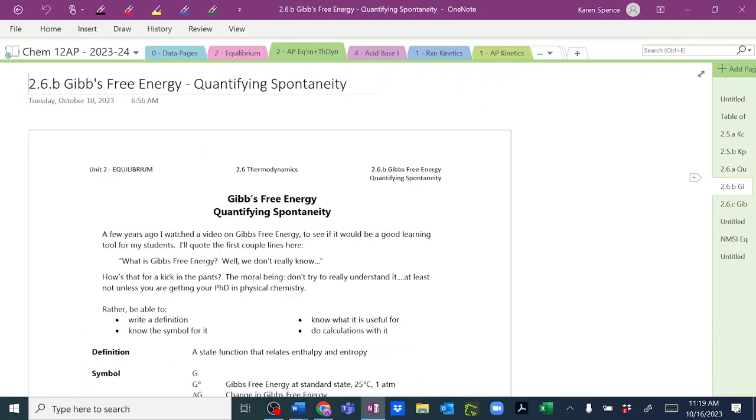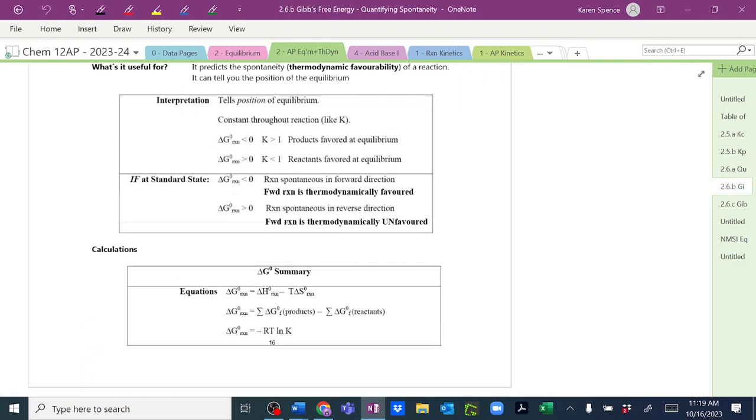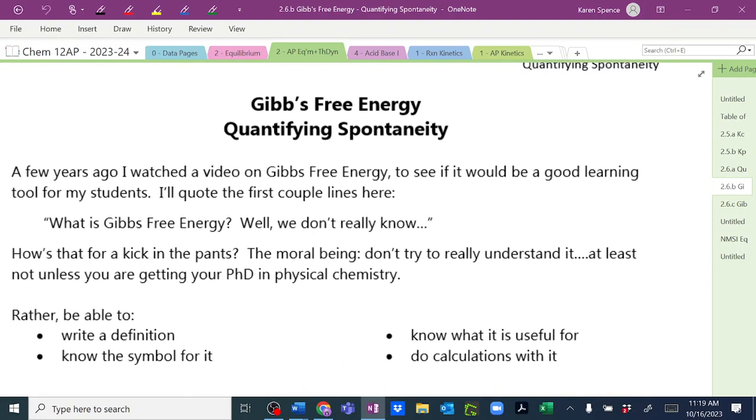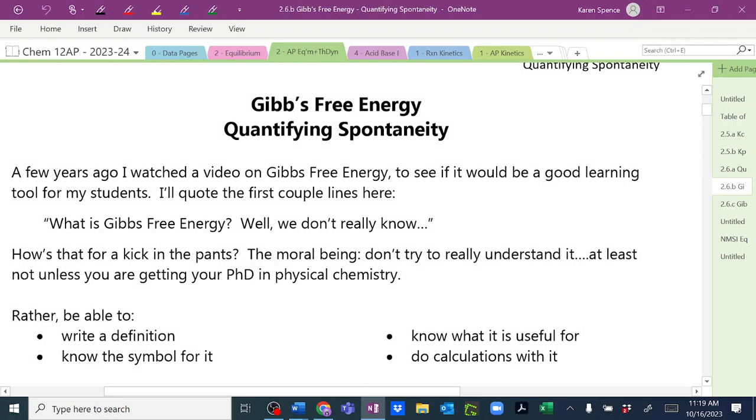Okay, and now we are moving on to page 16. A few years ago, I've been teaching this for years, and I keep trying to understand things better so I can explain them better to my students. I watched a video on Gibbs free energy to see if it would be a good learning tool for my students. I will quote the first couple lines here.